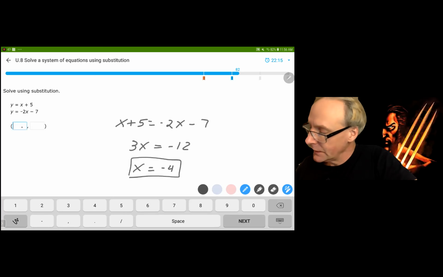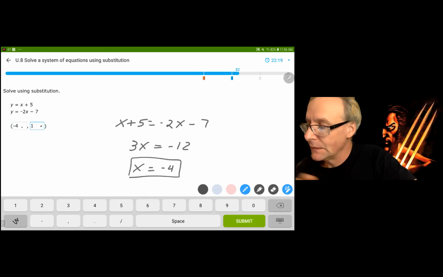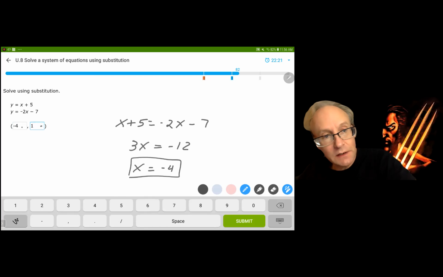There's my negative 4. And adding 5 to that gives me 1. Now, I can put that negative 4 into the second equation, and it should give me 1. And 8 minus 7 is 1.